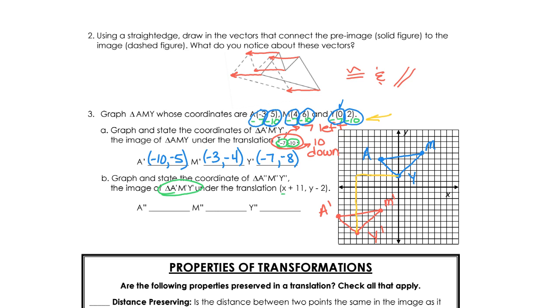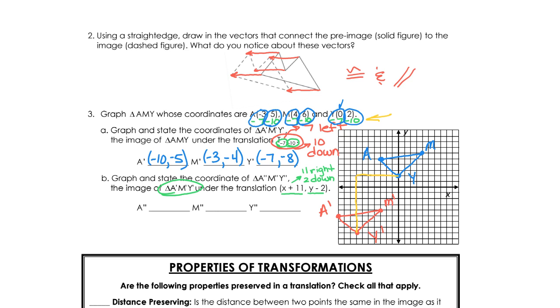Well, by writing x plus 11, remember x goes left and right, and because this is a plus 11, this is going to go 11 units to the right. That y minus 2, y goes up and down, and with a minus 2 there, you're going 2 units down. But remember, we're sliding the one that we just got.